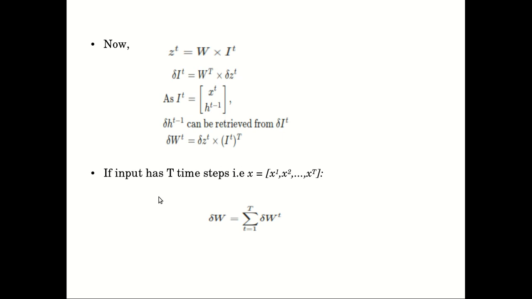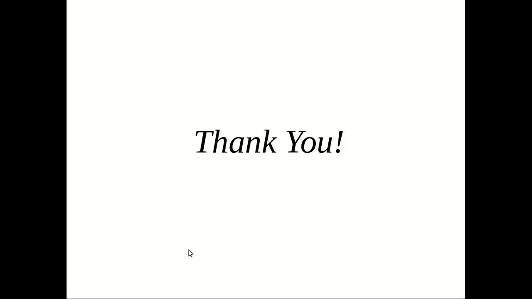Now this is for one time step. So when we have T time steps, when the input is x_1 through x_T, the gradient will be a summation over all time steps starting from 1 through T of the gradient of W_t, where t is that particular time step, and the gradient for biases is also a summation of all gradients for all time steps from 1 through T. That's about it.